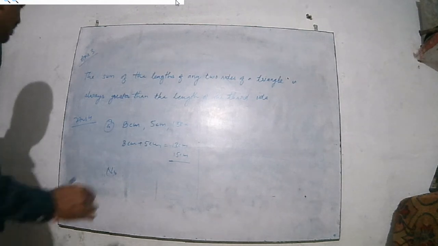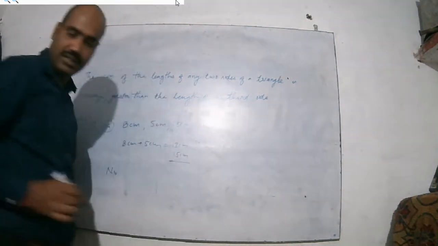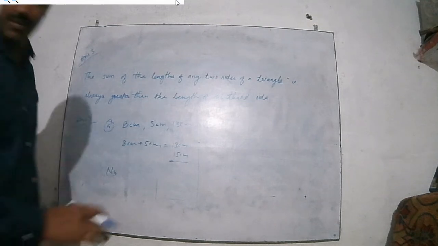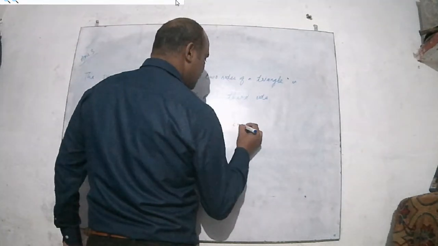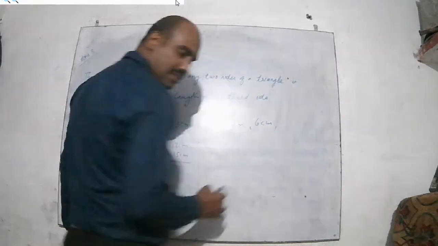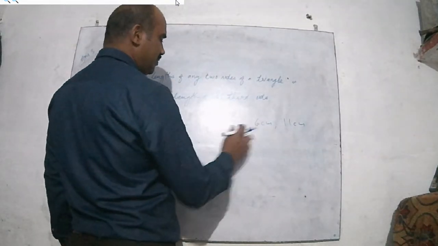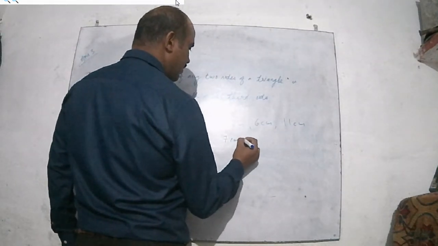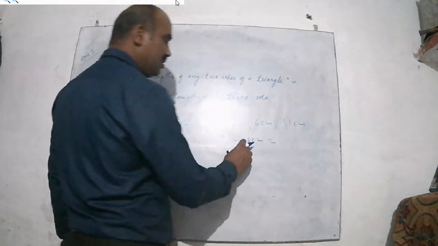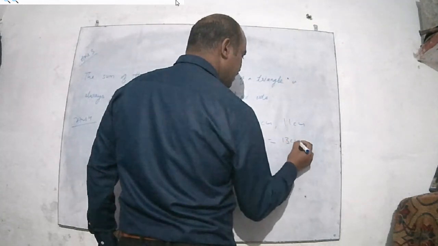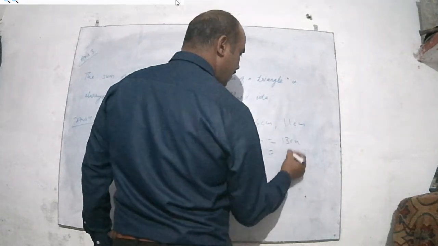Now we come to the next. Suppose I do the C section. In C you see 7 centimeter, 6 centimeter, and the third side is 11 centimeter. Two small sides are there, 7 centimeter and 6 centimeter. The sum of these, 7 centimeter plus 6 centimeter, how much do you get here? 13 centimeter. And the third side is 11 centimeter.